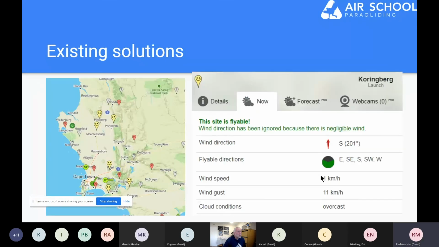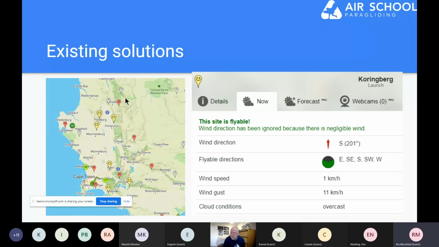There's another solution. This one here is from a site and app called Paragliding Map. And the way they display the results of their weather forecast analysis is to put smiley faces on all the takeoff sites. If it's a smiley face, it's a yes, and then you know that's a flyable destination.